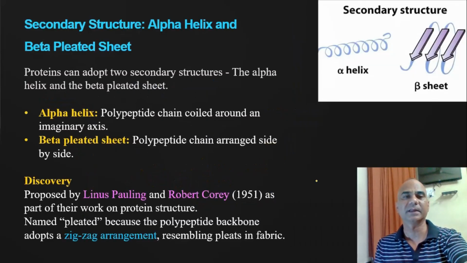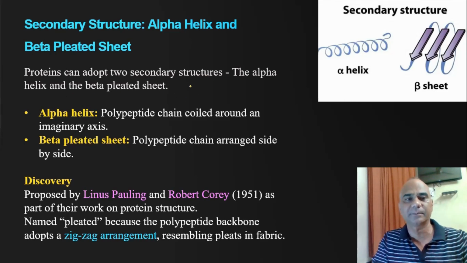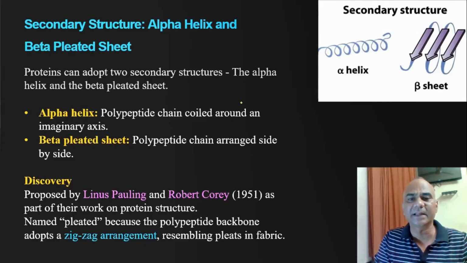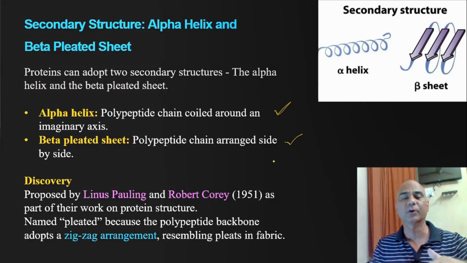So let me explain in the next slide. The secondary structures: the alpha helix and the beta pleated sheet. The protein can adopt two secondary structures. The first is the alpha helix and the second is the beta pleated sheet. I have already explained in the previous video. In the alpha helix, the polypeptide chain is coiled around an imaginary axis. And in the beta pleated sheet, the polypeptide chains are arranged side by side, parallelly, on a common plane.